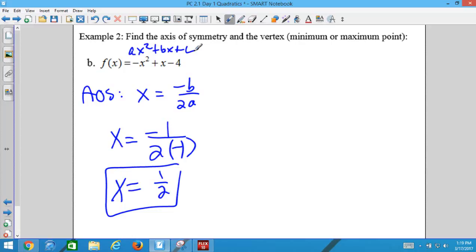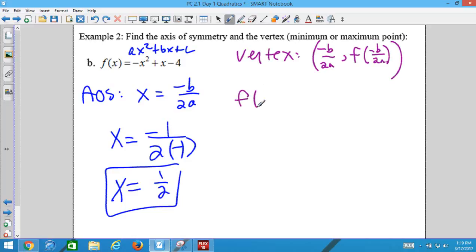Then we're going to find our vertex. In the formula, it says the vertex is an ordered pair where the x part is negative b over 2a. And then you plug that into the function to find the y. So f of means plug that number into the function where x is. We're going to take our function f and plug in a half. So we're going to do negative 1/2 squared plus 1/2 minus 4.